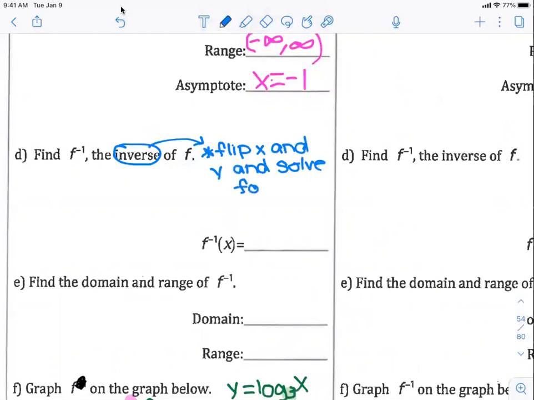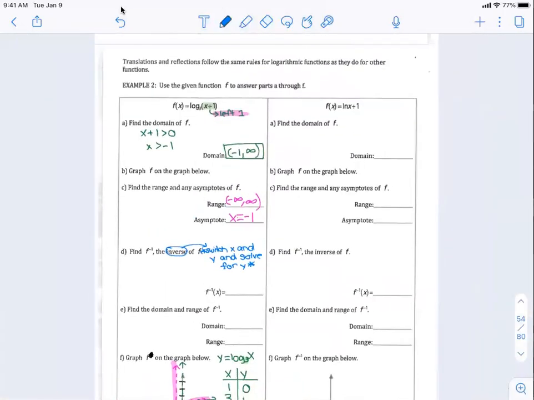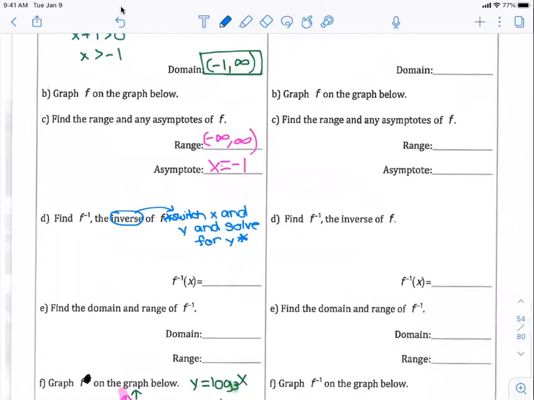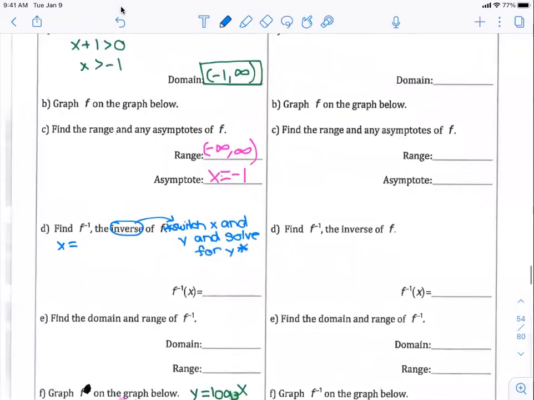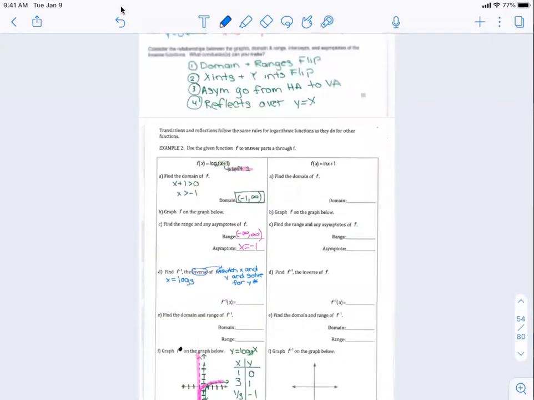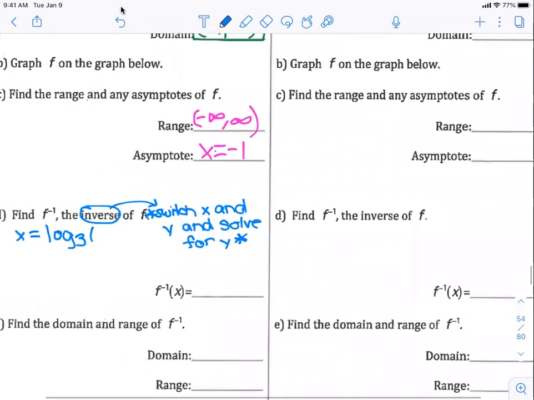Or if you don't want to think about it as flipping, you can go ahead and say switch. Maybe I'll use that word. I like that better. Switch x and y. So my original equation is y equals, so now I'm going to turn that into x equals. And then it's log base 3 of, it says x plus 1. So I'm going to make that y plus 1. So I have to go ahead and switch it.